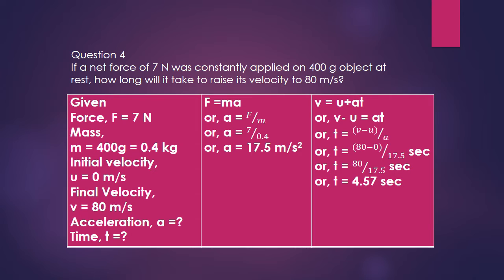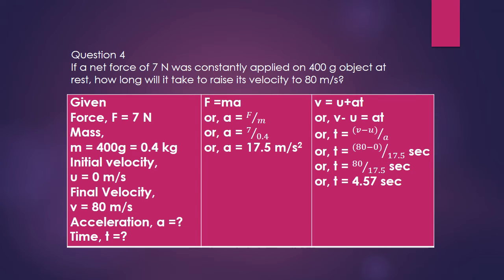So we'll put the rest of the values. T equals (80 minus 0) upon 17.5. So it becomes T equals 80 upon 17.5, and T equals 4.57. We all know that the unit of time is second. The SI unit of time is second.